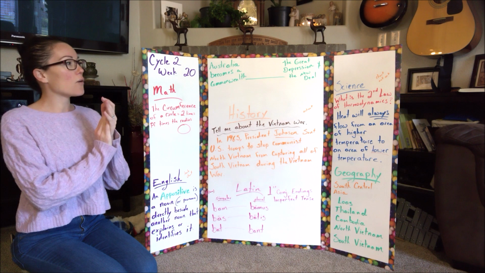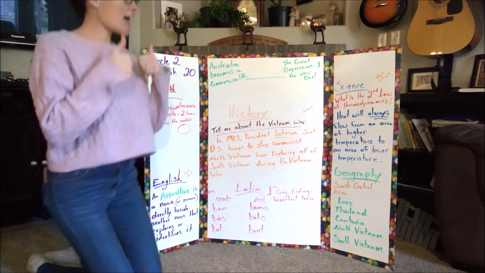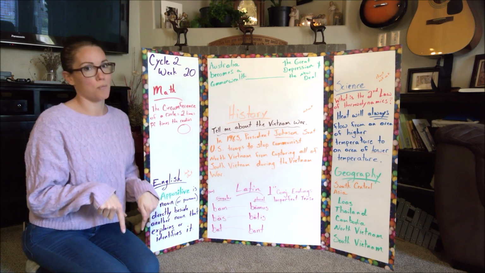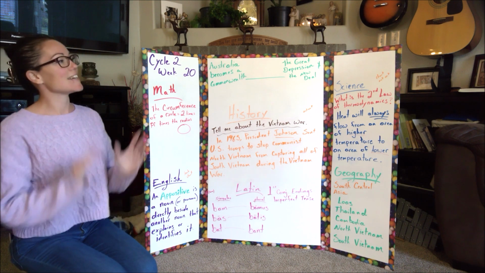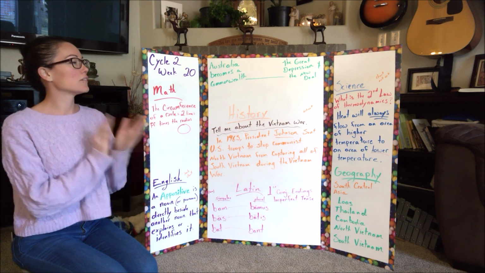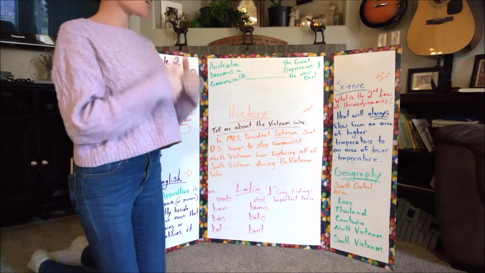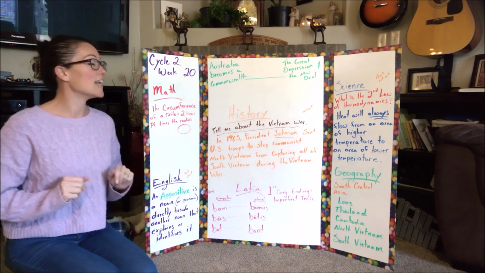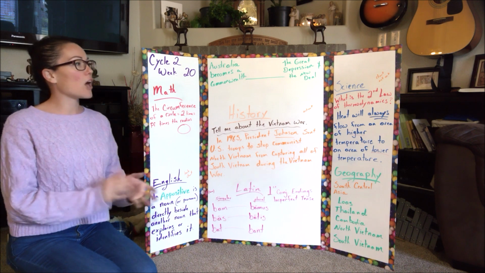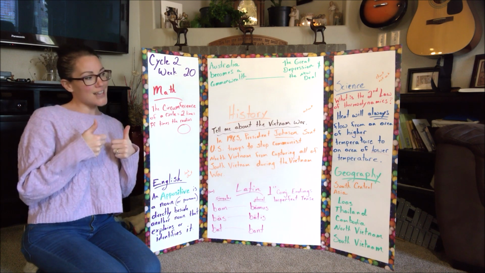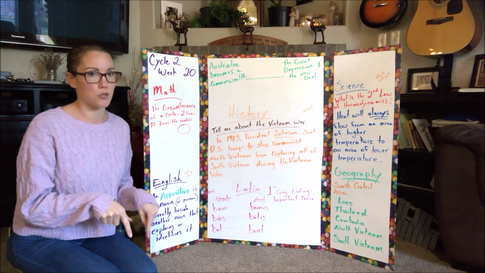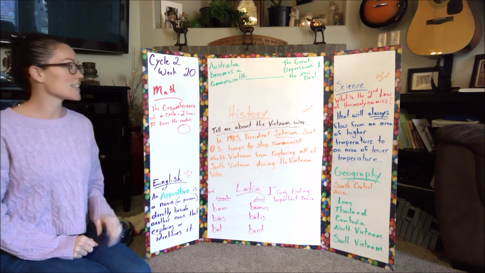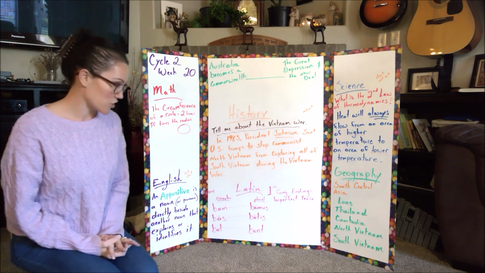It's going to look something like this. Heat will always flow from an area of higher temperature to an area of lower temperature. Again, heat will always flow from an area of higher temperature to an area of lower temperature. Okay, one more time, just chanting it. Heat will always flow from an area of higher temperature to an area of lower temperature. Okay, that's science.